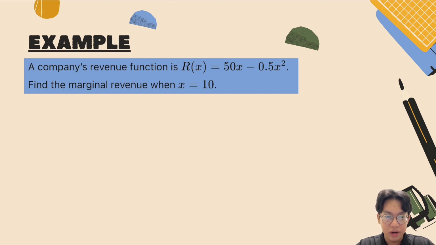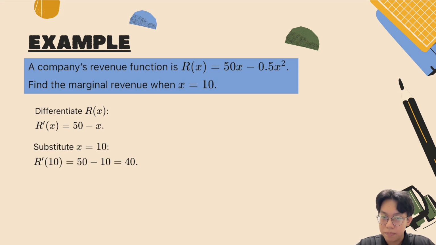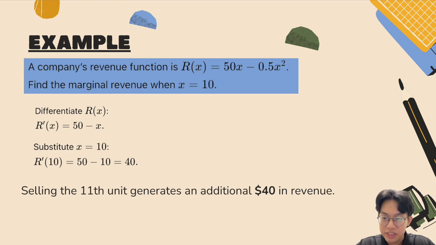Suppose the revenue function R of x of a company is 50x minus 0.5x squared. Find the marginal revenue when x equals 10. As usual, we differentiate R of x to get its derivative, or its marginal revenue, where R prime of x equals 50 minus x. Substituting x equals 10, R prime of 10 equals 50 minus 10 equals 40, which tells us that selling the 11th unit generates an additional $40 in revenue.